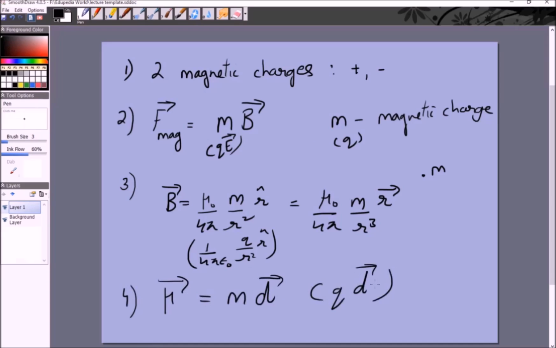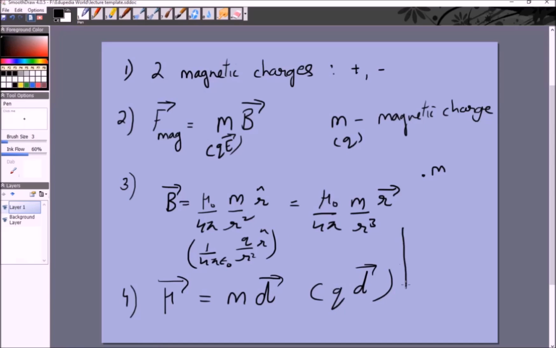QD would be a small positive and negative electric charge placed a distance d apart. A magnetic dipole would be a small positive and negative magnetic charge kept a distance d apart. Again, the direction of the dipole moment goes from negative to positive, just like in the case of electric dipoles.